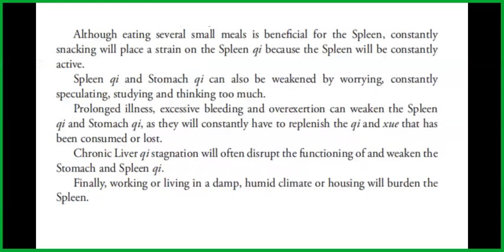Spleen Qi and stomach Qi can also be weakened by worrying and constantly speculating, studying, and thinking too much. Prolonged illness, excessive bleeding, and overexertion can weaken the spleen Qi and stomach Qi, as they will constantly have to replenish the Qi and blood that has been consumed or lost. Chronic liver Qi stagnation will often disrupt the functioning of and weaken the stomach and spleen Qi. And finally, working or living in a damp, humid climate or housing will burden the spleen.